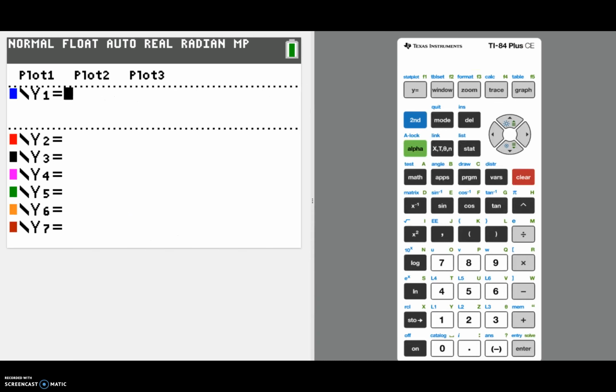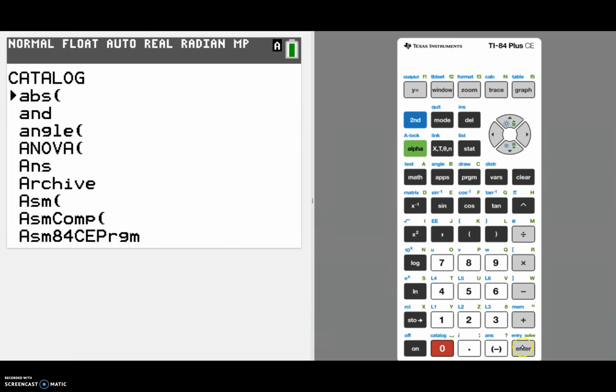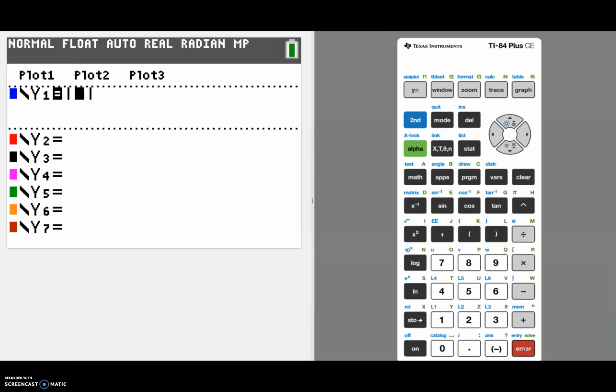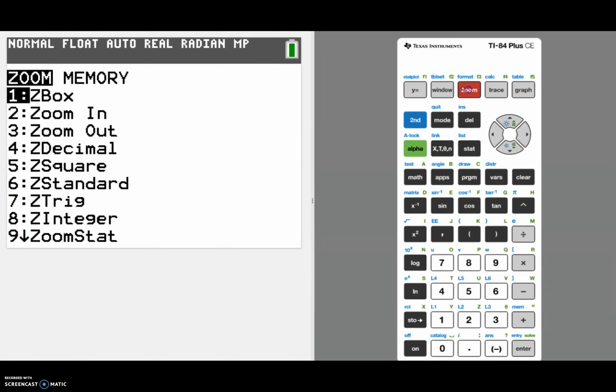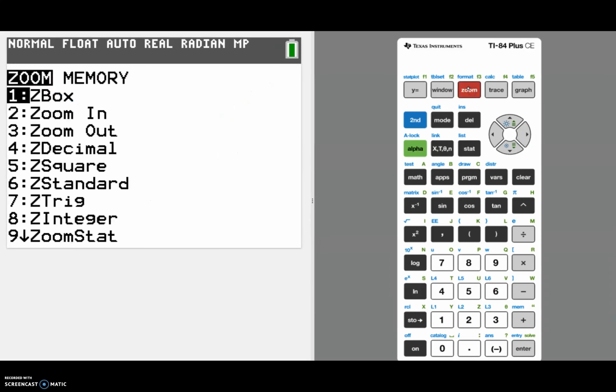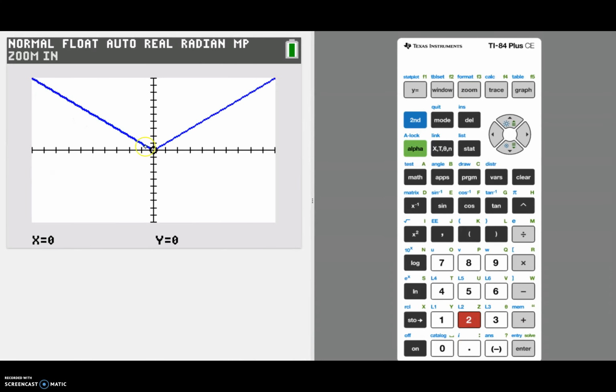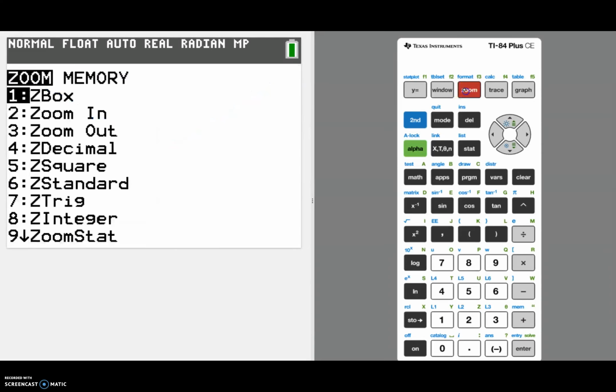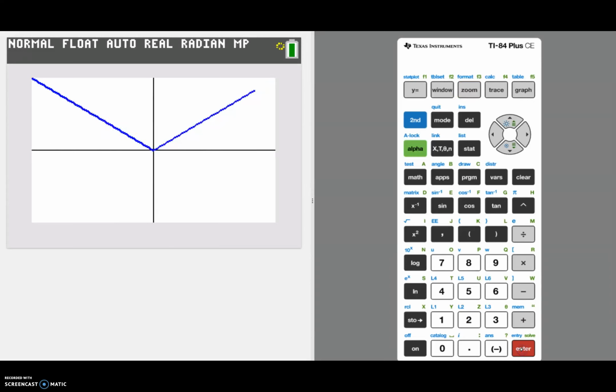So one function that we know that has a sharp corner is the absolute value function. Let's go to second 0 and push enter to choose the absolute value function. Let's go look at the absolute value of x, and I'm going to go to a zoom standard window. And there's what it looks like. Now I'm going to keep zooming in at the center. So I'm going to do a zoom in, which would be number 2. It's blinking at the origin. I'm going to push enter. There it is. I zoomed once. I'm going to zoom again at the origin.